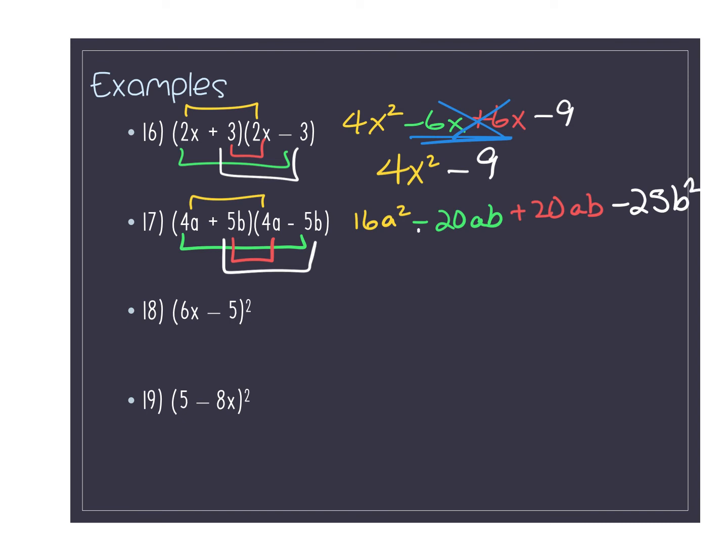Again, notice the outer and the inner, like terms, they cancel. Final answer, 16a squared minus 25b squared. Again, the difference, subtraction, of two perfect squares. The next two are binomial squareds.